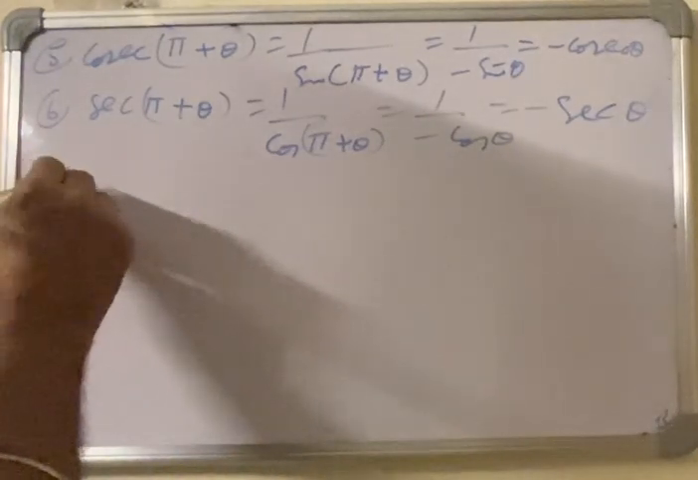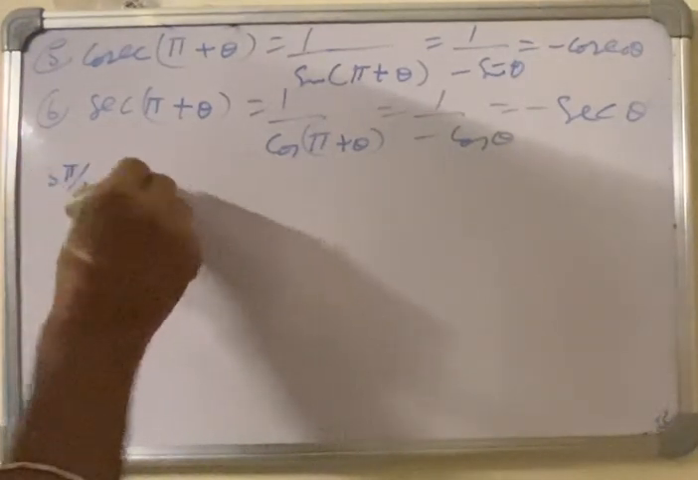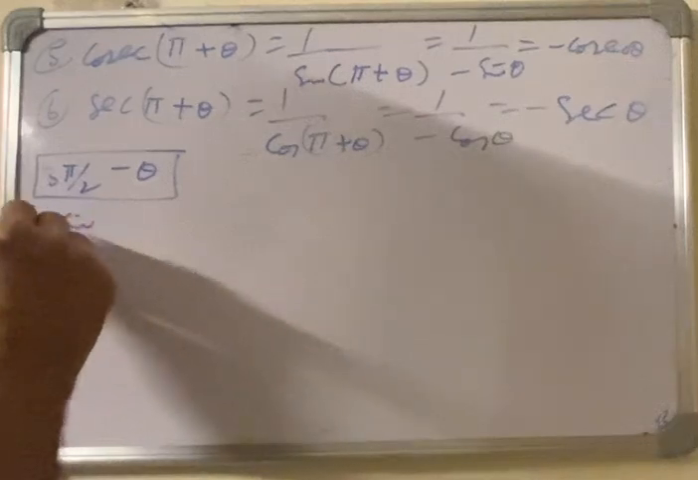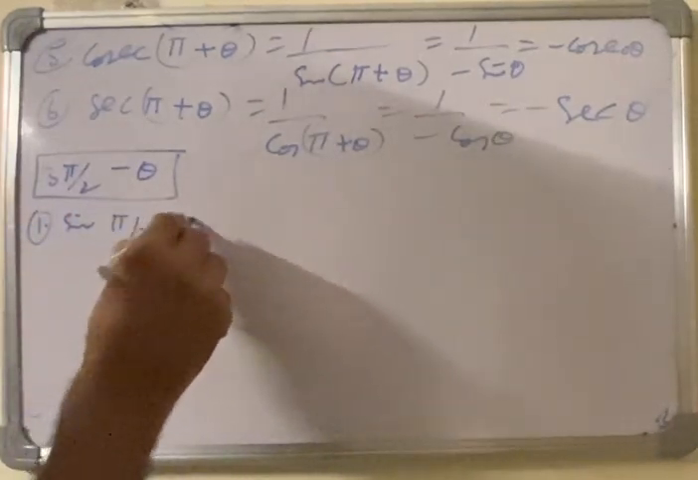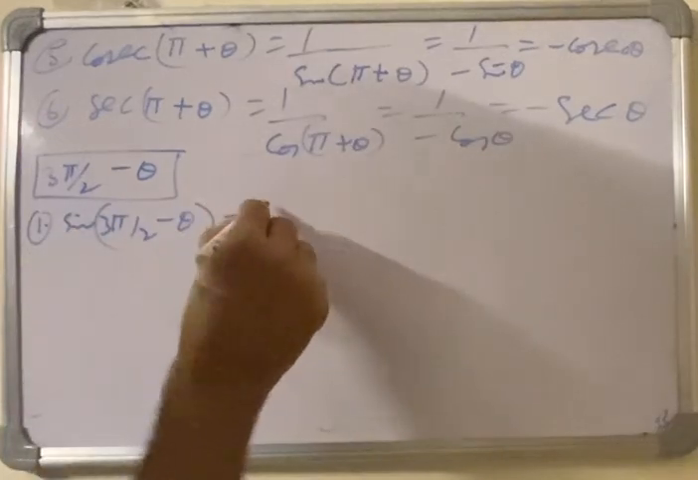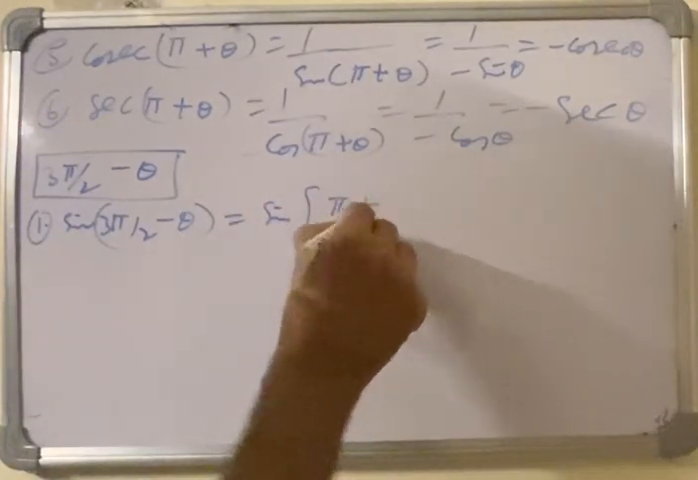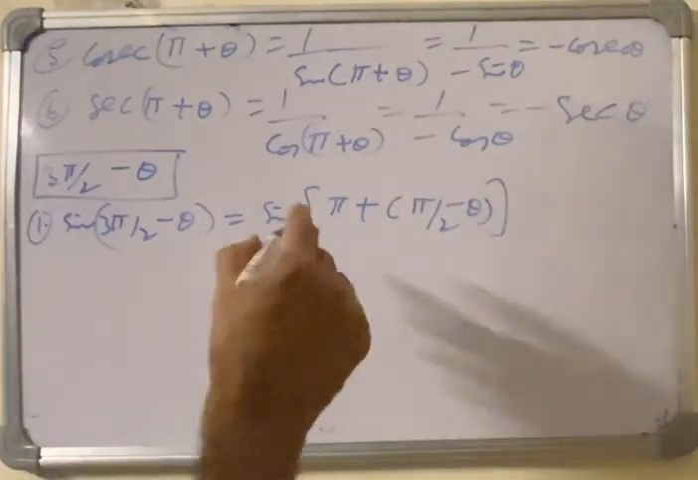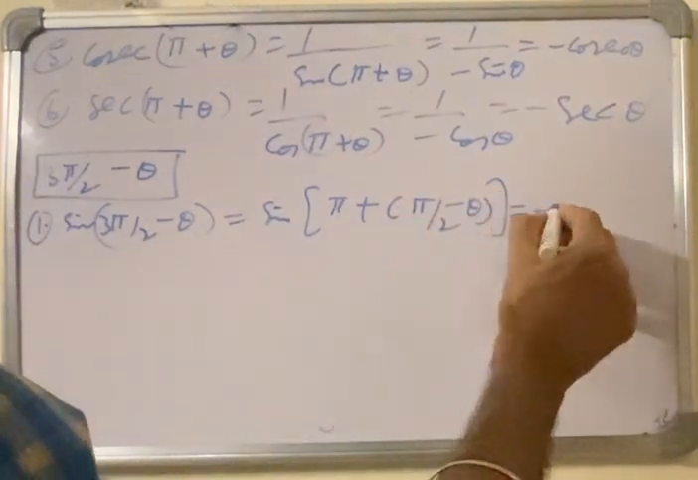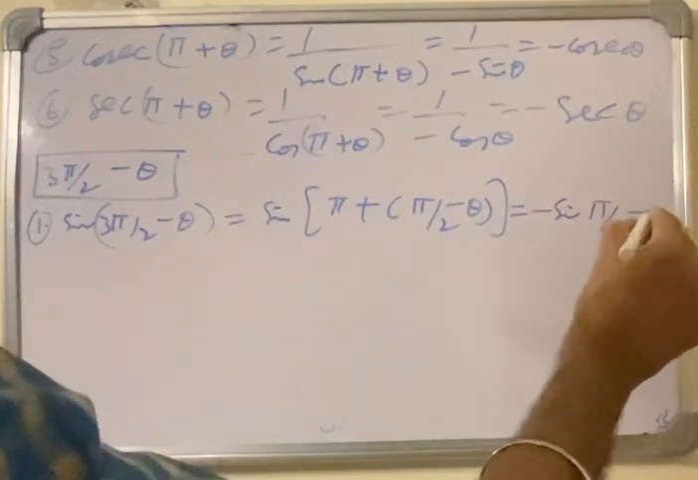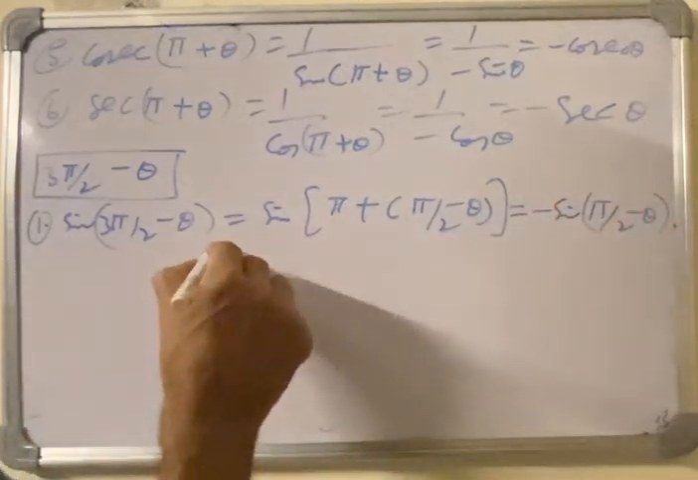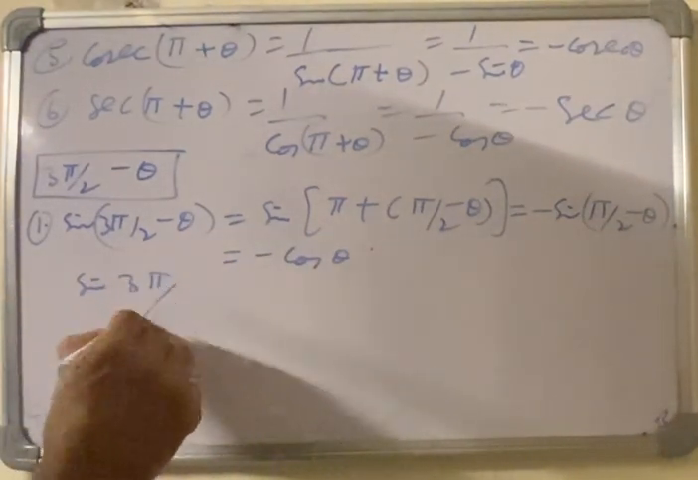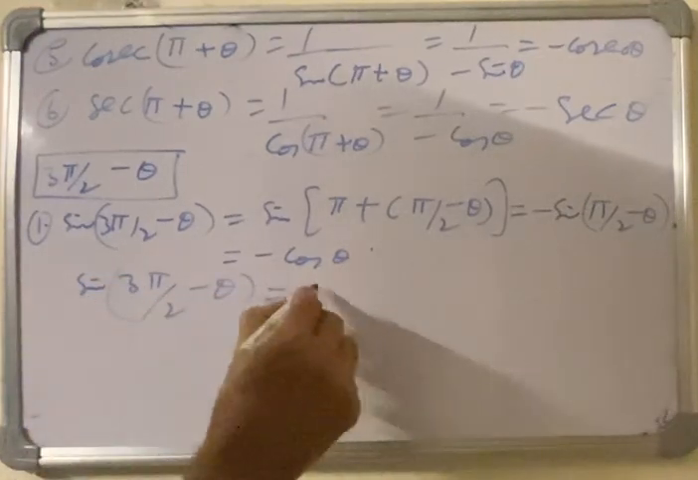Then we take angle 3 pi by 2 minus theta, that is 270 minus theta. First of all, we take sine 3 pi by 2 minus theta, which is equal to sine pi plus pi by 2 minus theta. Now sine pi plus theta is third quadrant. In this case, this is negative. The minus sine pi by 2 minus theta. Sine pi by 2 minus theta is cos. So this is minus cos theta. So sine 3 pi by 2 minus theta is equal to minus cos theta.